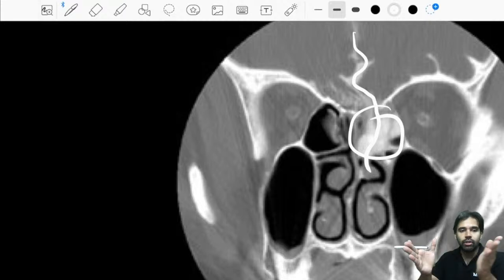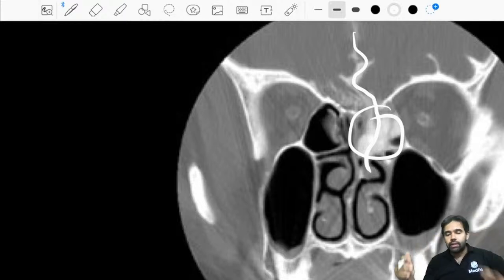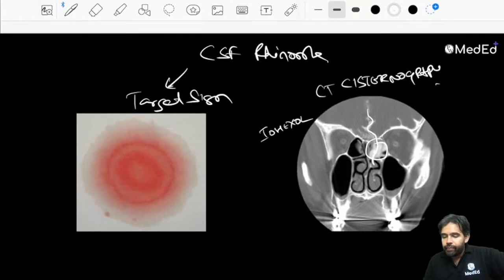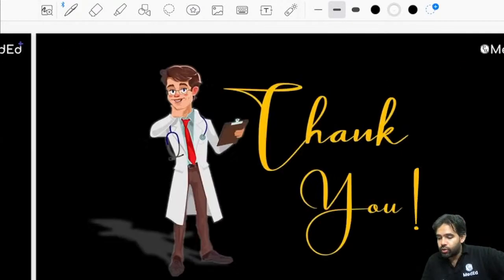So that means there is a breach in the cribriform plate, and for this CT cisternography, usually iohexol or some sort of dye is used. So this can also be asked for your CSF rhinorrhea.